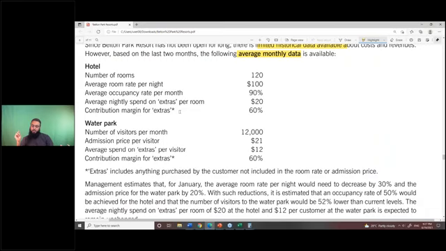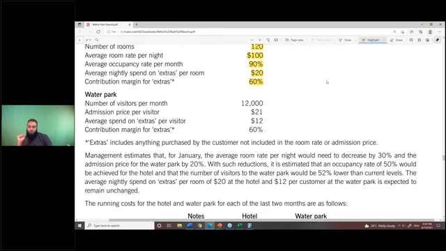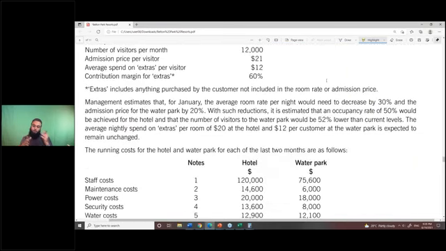Now, I'm solving hotel. For me, hotel is important. Number of rooms, 120. Average room rate per night, $100. Average occupancy rate per month, 90%. Average nightly spend on extras per room, that's $20. Contribution margin from extras, sorry, 60%. Extras include anything purchased by the customer not included in the room rate or the admission price, maybe a cold drink and stuff like that.